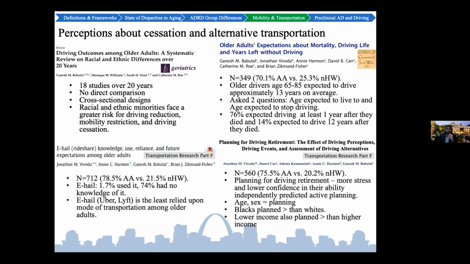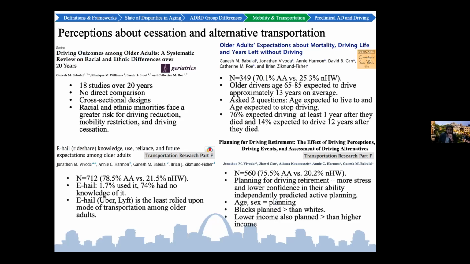In the upper left-hand corner, we conducted a literature review to examine if there were any differences between race and ethnicity among older adults on driving outcomes. We only found 18 studies that met our inclusion and exclusion criteria. There were no direct comparisons between groups, but race and ethnicity were treated as covariates within all of these studies. What we found was that Black older adults had a higher risk for driving reduction and driving cessation, but also mobility restriction after giving up the keys.